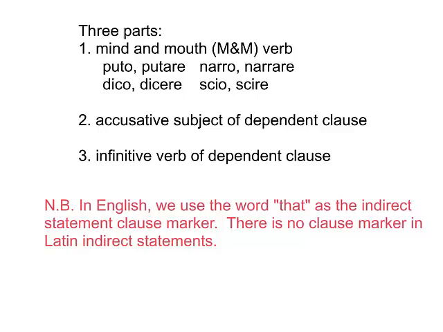The second part, important to note, is that the subject of the dependent clause is accusative. And the verb of the dependent clause is actually an infinitive, but in English you don't translate it like an infinitive. You don't translate it "to verb," you translate it like a normal verb. And again, in English we use the word that as the clause marker, but there is no clause marker in Latin indirect statements.